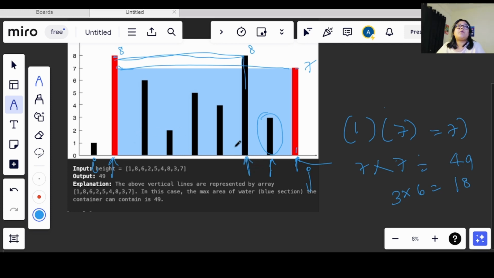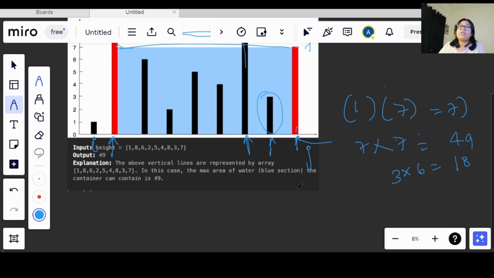Again, we will compare these both. We see that both are equal, so we can move either in this case, or we can move both the pointers forward. So we have 8 here, and 8 multiplied by 4.